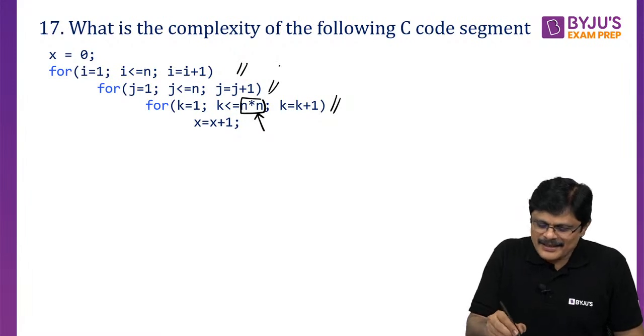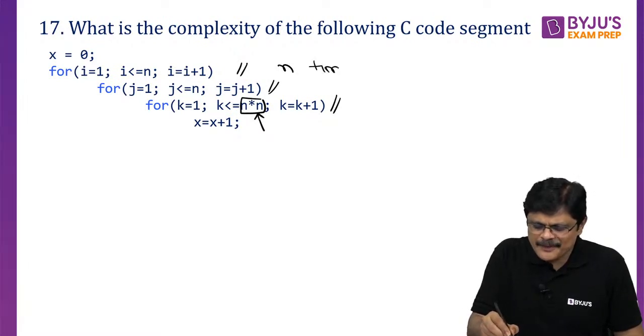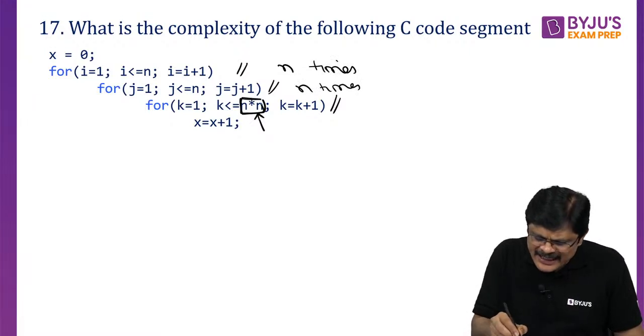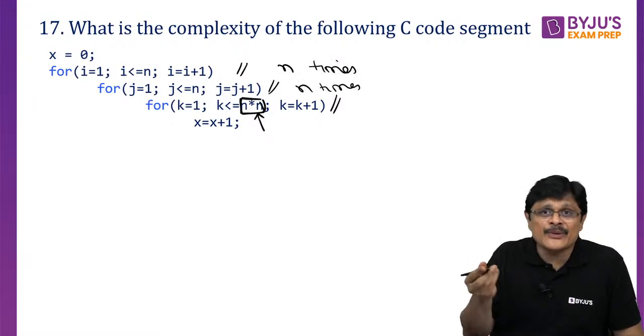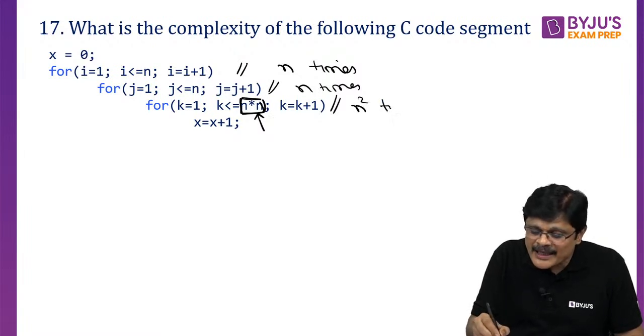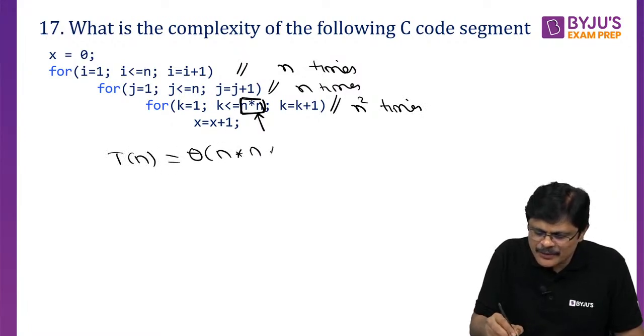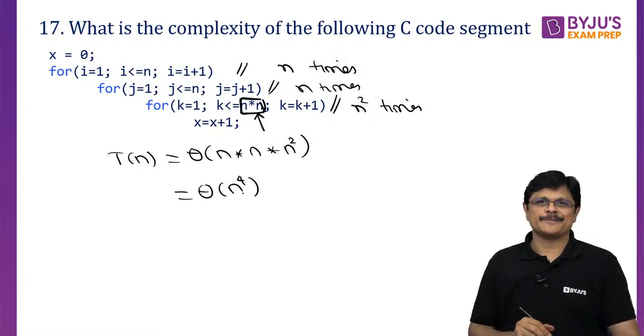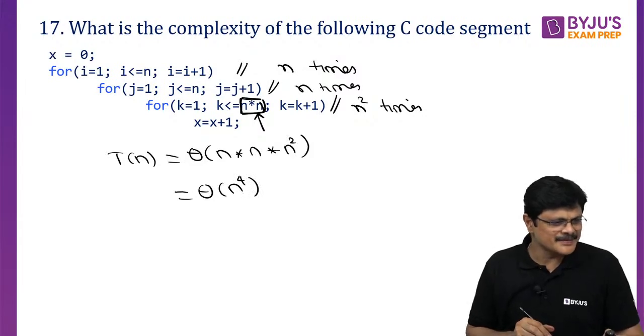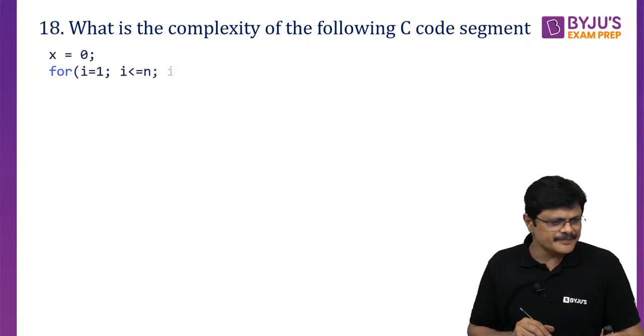So what is this? This is simple rule 1, so n times. This is also n times. See, actually if it is n, it is n times, but you are going up to n square, therefore it will be n square times. So the answer for this is theta n into n square, which is theta n power 4. Theta n power 4. Simple. Correct? Perfect. Next problem.